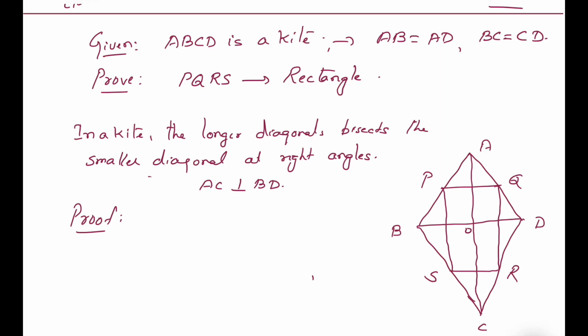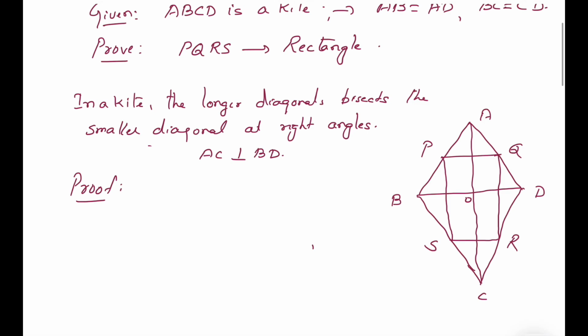Now, here the question is: given ABCD is a kite. So, what is the property of a kite? The adjacent sides AB will be equal to AD and BC will be equal to DC. It is not a parallelogram because the opposite sides are not parallel. It is only the adjacent sides AB and AD are equal and BC and DC are equal.